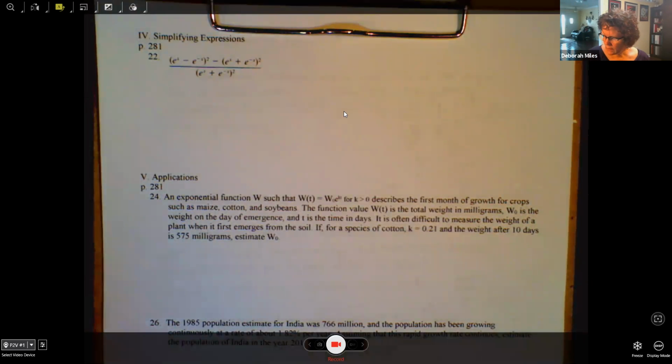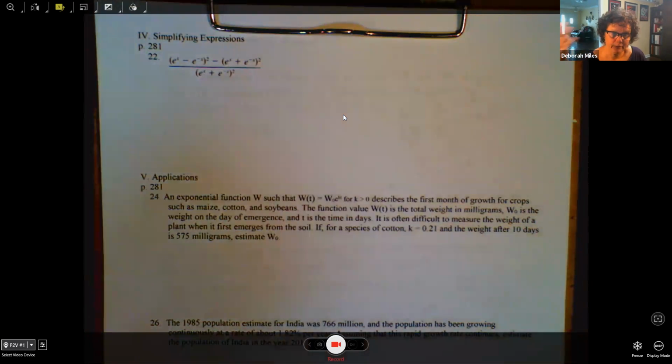All right, let's get these last four problems of section 4.3 done. The first one is simplifying expressions, and it's pretty much just something to get you comfortable with working with e's. Remember, you shouldn't freak out when you see an e. It's pretty much just a number that's about 2.7 or close to 3.